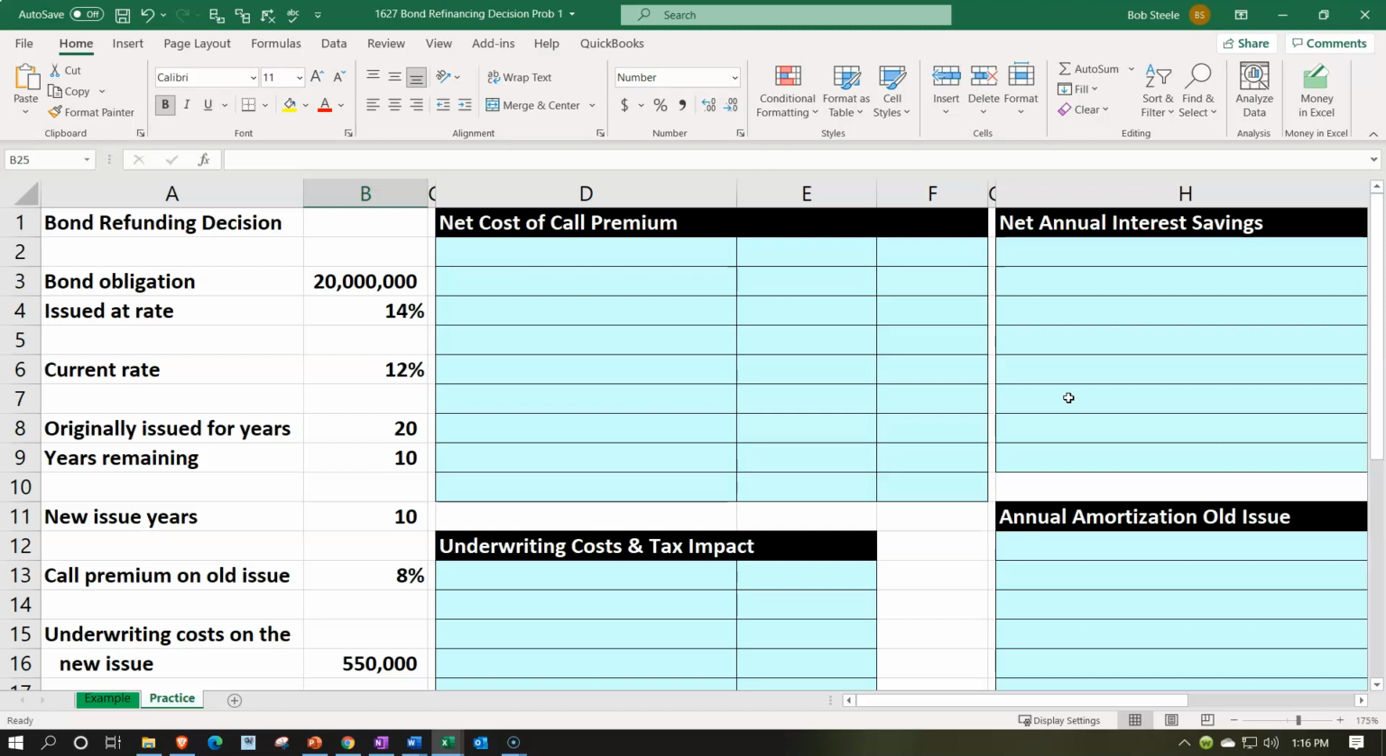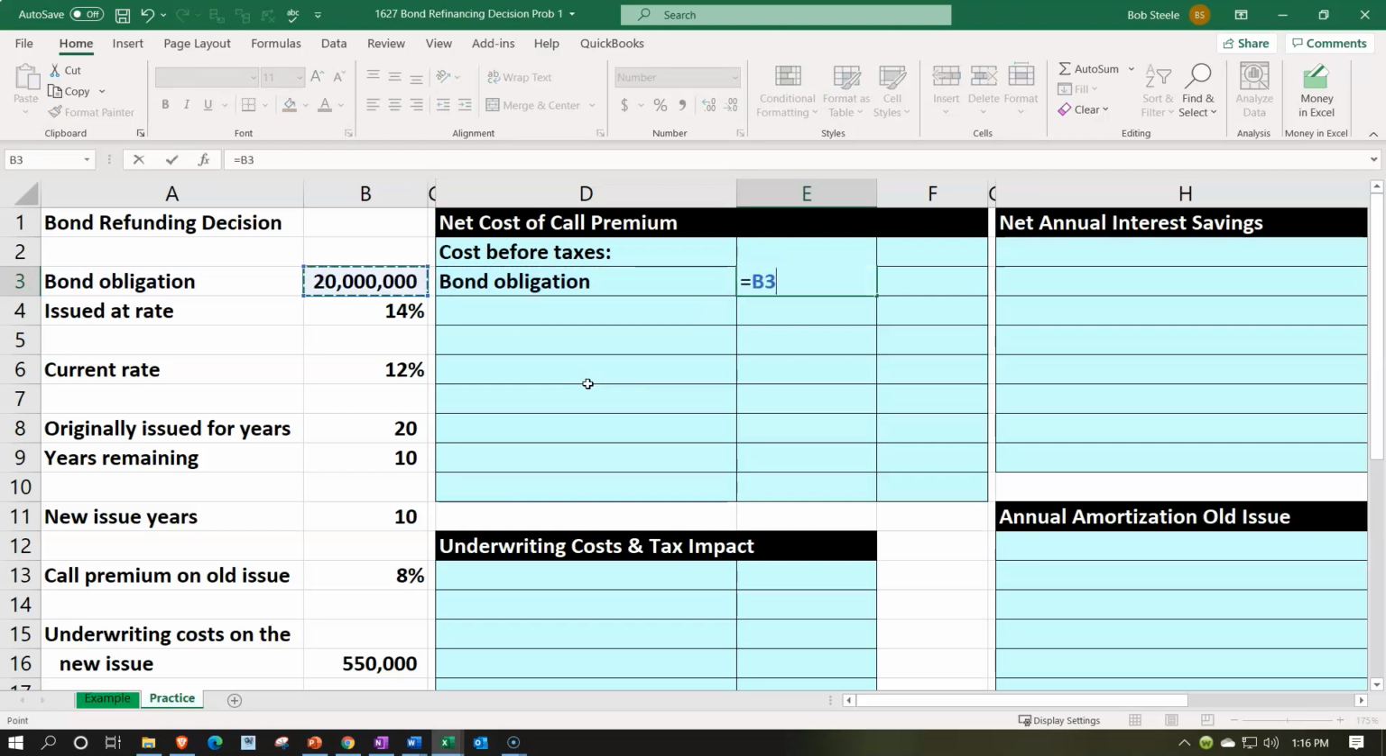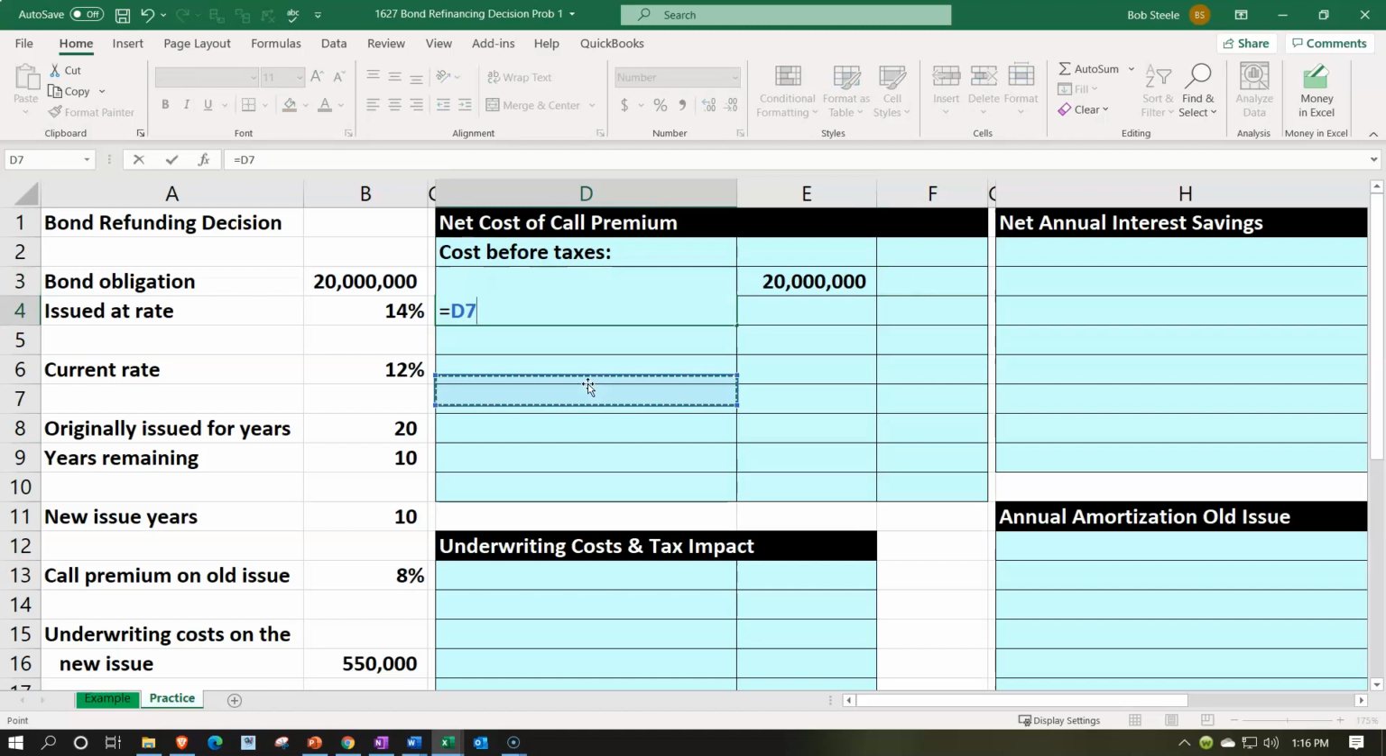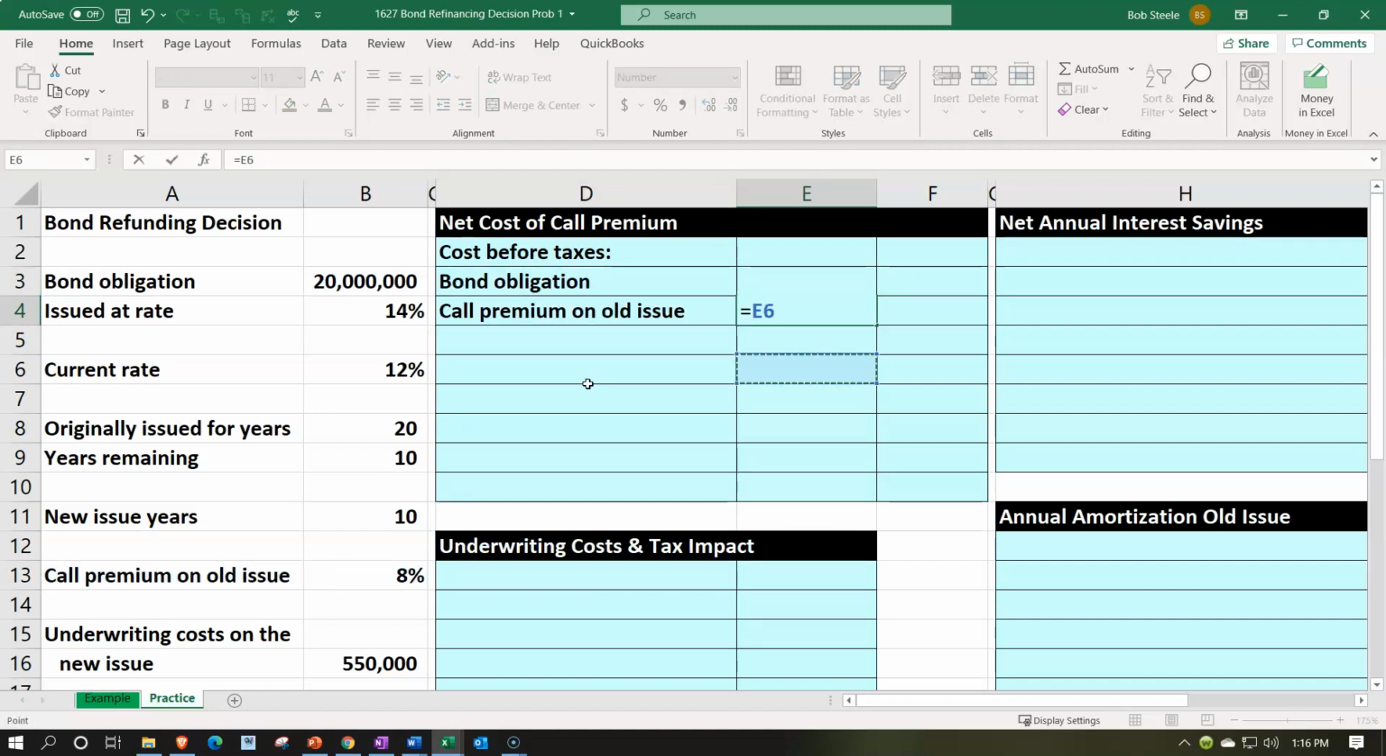So first, we're going to calculate the net cost of the call premium. We're going to calculate the cost before taxes. It's going to be the bond obligation. So let's pick up the bond obligation. I'm going to put that on the inside. That's going to be the $20,000. It's going to cost us 8% to call these. So that's going to be a cost up front for us at 8%. So the $20,000 times the 8%.